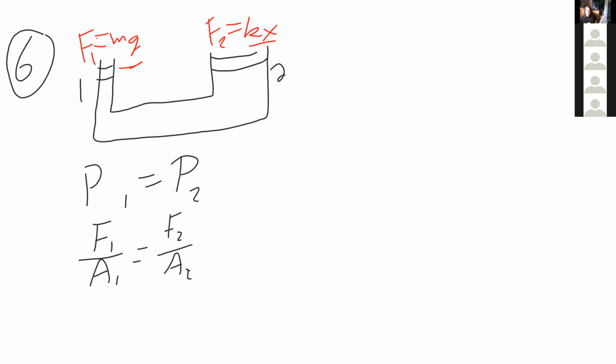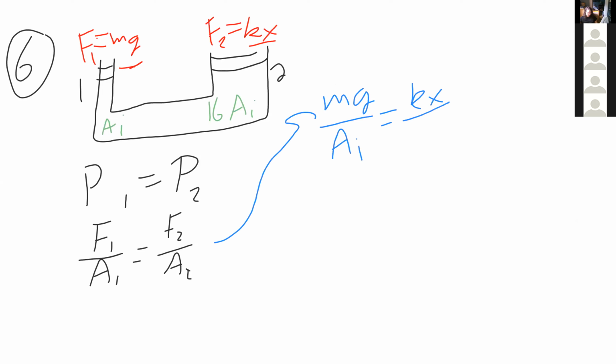All right, and so we can go ahead and plug everything in here. In my problem, I'm told that the area 2 is 16 times area 1. So they say that this is A sub i, and this is 16 A sub i. And yeah, that looks good enough. I think we have everything that we need here. Go ahead and replace your force 1 with mg, and replace your area 1 with A sub i. Replace your force 2 with kx, and replace your area 2 with whatever area they happen to give you. Mine is 16 A sub i.